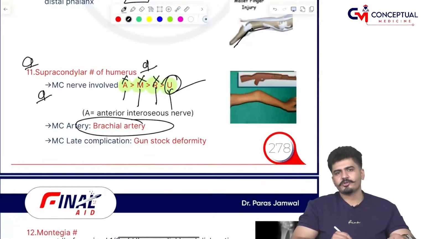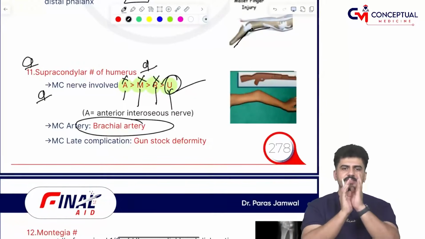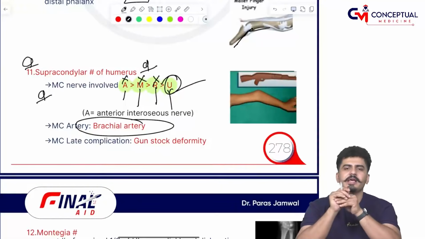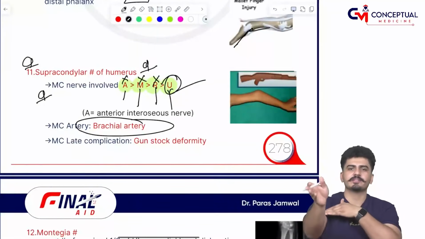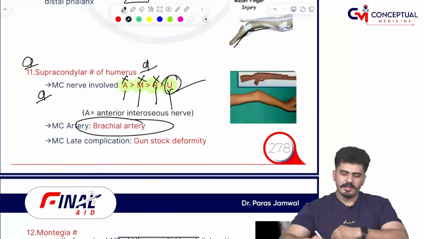And if you will not do the Dunlop traction use होती है इसके लिए, if you are not applying that properly, there is going to be the delayed complication, and that is going to be the tissue. That is gunstock deformity.